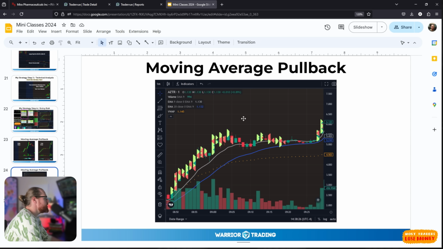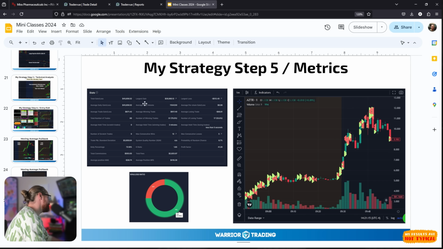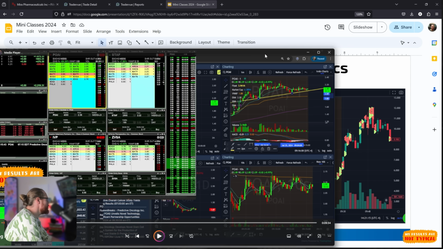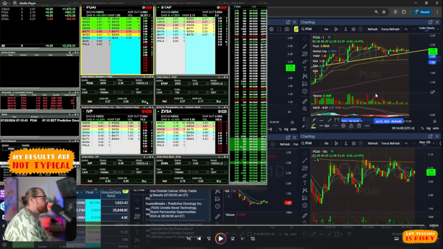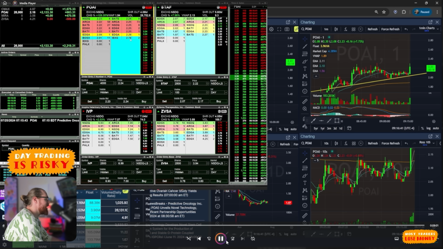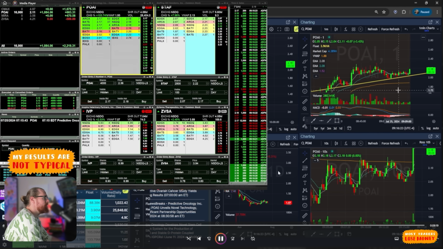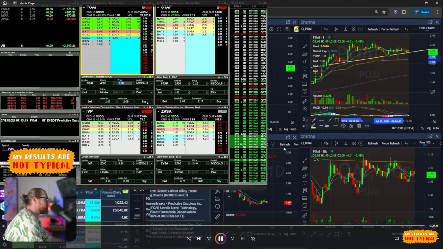So this was the trade on AZTR right here as we started to pull away. And then step 5 is to analyze my metrics. Now, before we do that, let me show you another trade here. I think this was on POAI. Right, okay, so watch this. This is another really good example.